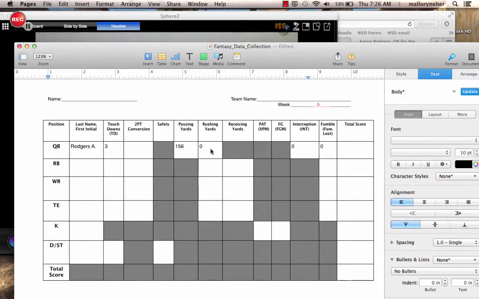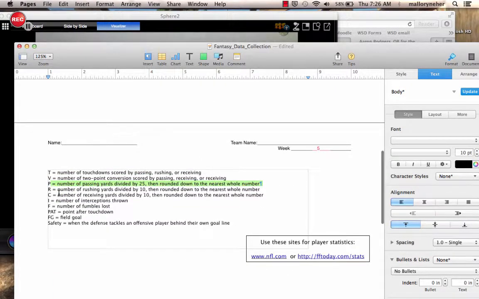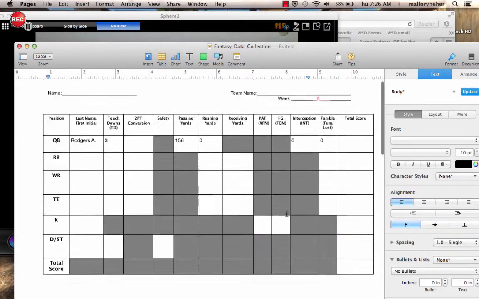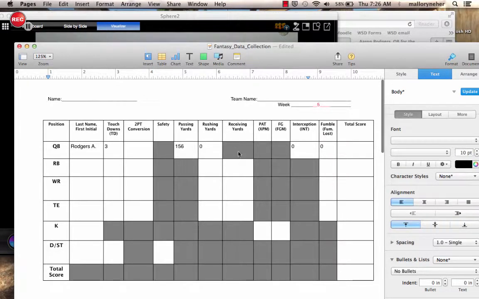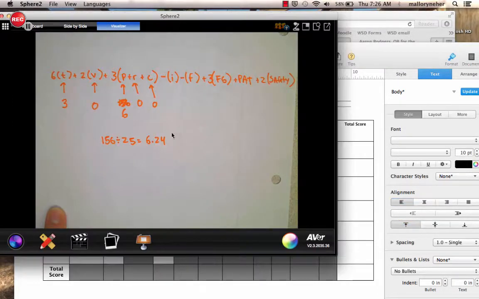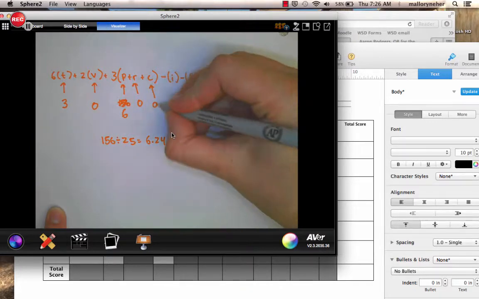And C refers to, let's see, what C means. C is the number of receiving yards divided by 10. Going back to our table, receiving yards is blank. Aaron Rodgers isn't receiving the ball. He's not catching the ball because he's the guy throwing the ball. So he has 0 receiving yards, and we're going to write down 0 for the receiving.